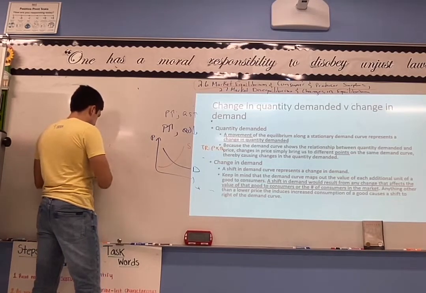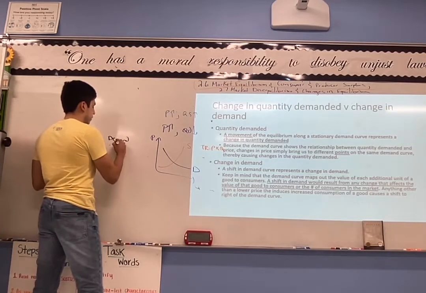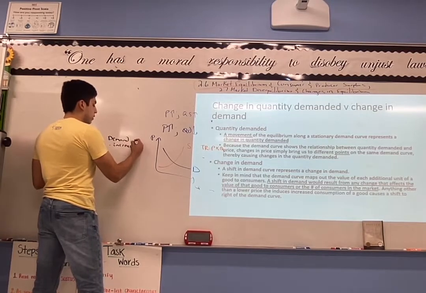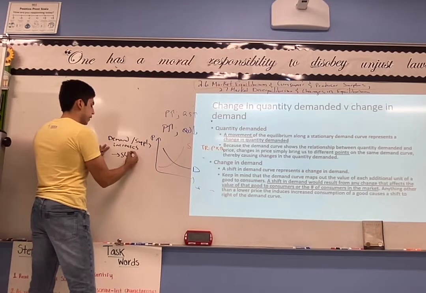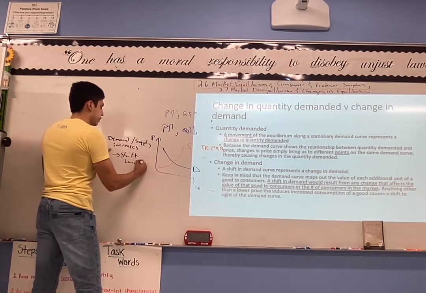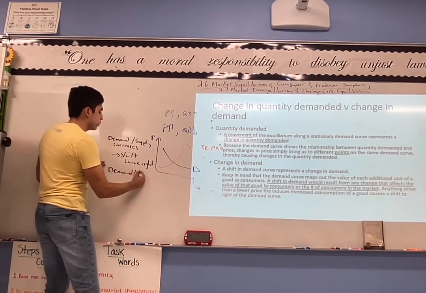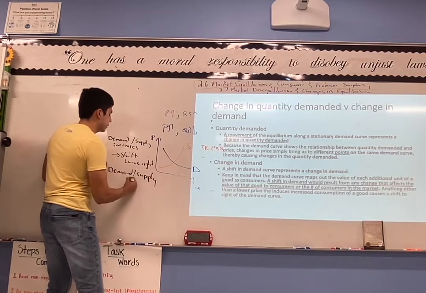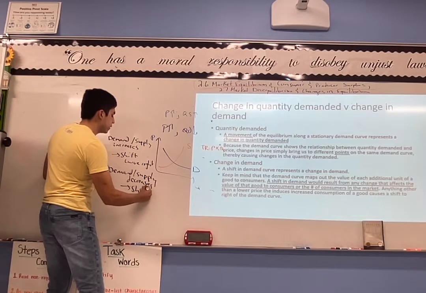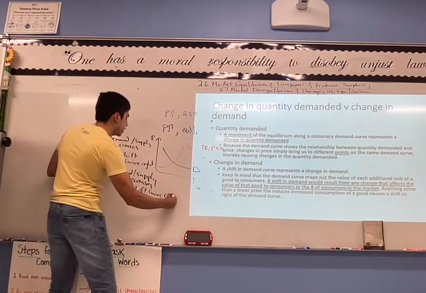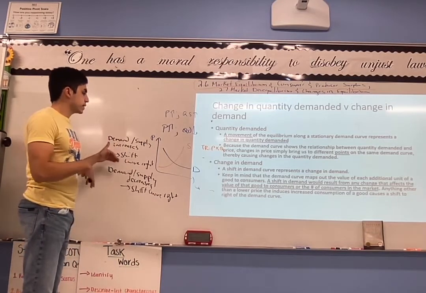or let me put it this way. If we say demand increases, or supply increases, we're going to shift the curve to the right. If we say demand or supply decreases, we're going to shift the curve to the left. And this is a very, very important point, right? This is going to help us.